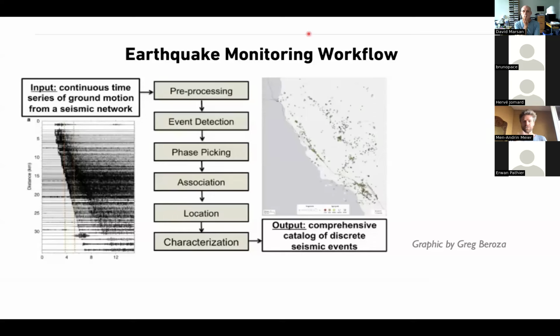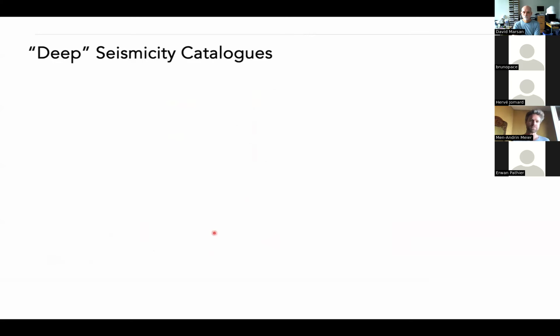And so in fact, there's a whole workflow of tasks that we need to do to go from continuous time series of ground motion from a network to an earthquake catalog. So we first may do some pre-processing, and then we do what we'll call signal detection rather than event detection. Then we have to do phase picking, saying when the phases actually begin, associate the phases across the different stations, compute the quake locations, and so on. And the point of today's talk is that almost every one of these steps has been improved in recent years substantially by machine learning methods.